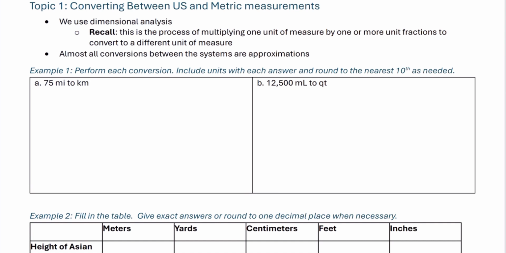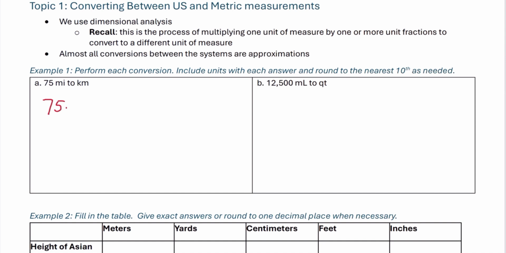To convert between the US and metric measurements, we will use dimensional analysis. Recall this is the process of multiplying one unit of measure by one or more unit fractions to convert to a different unit of measurement. Almost all conversions between the two systems will be approximations. For example, let's convert 75 miles to kilometers.